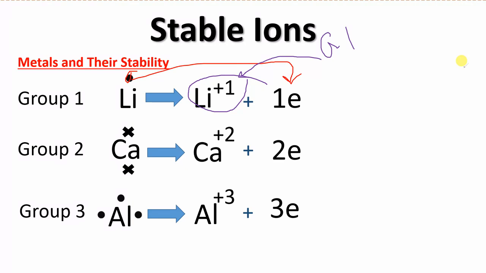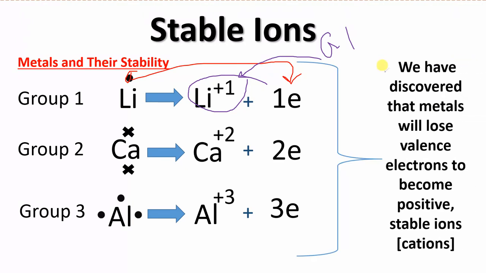So we've actually made a discovery here, because remember, these are all metals. We have discovered that metals will lose valence electrons to become positive, stable ions. And the fancy name for a stable positive ion is a cation. The t looks like a plus sign. That's how I remember cations are positive.